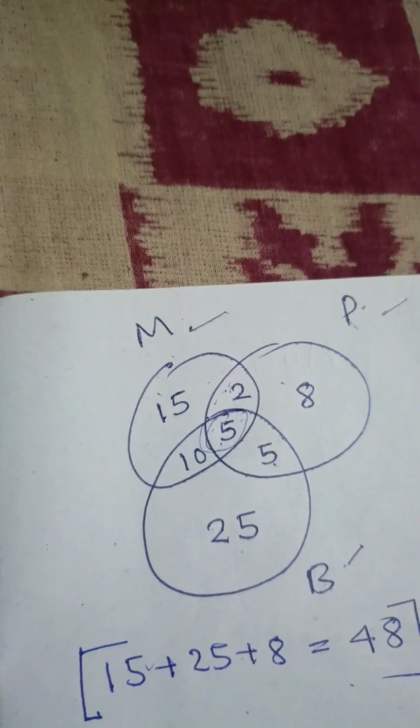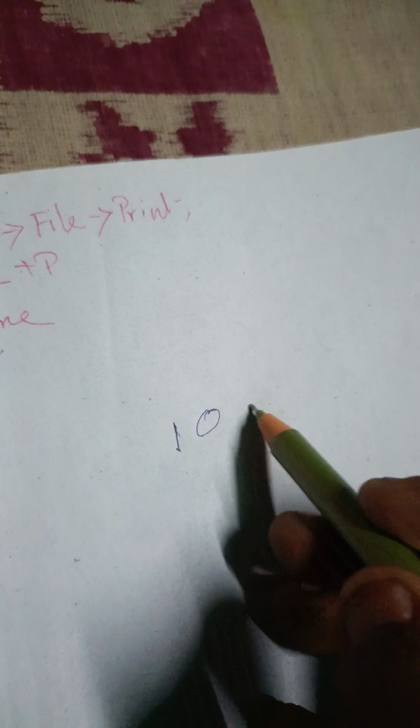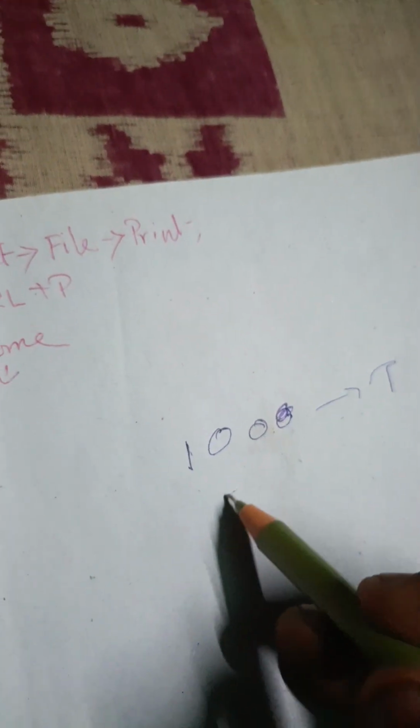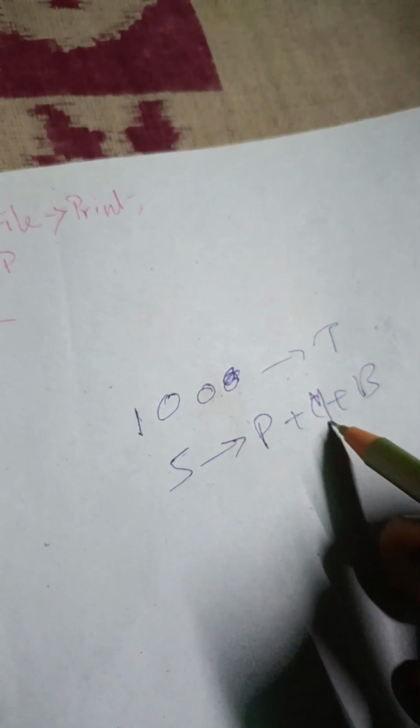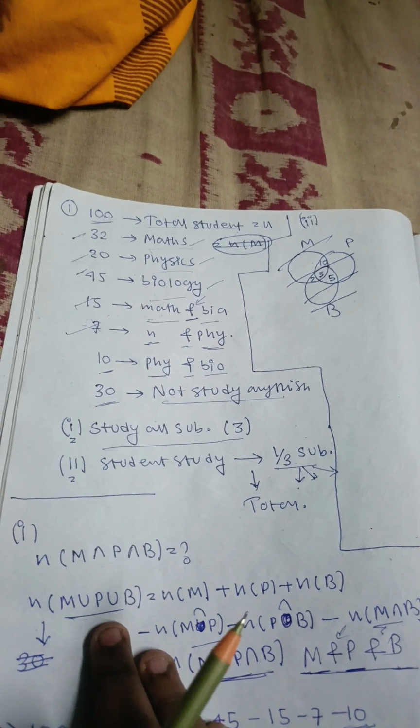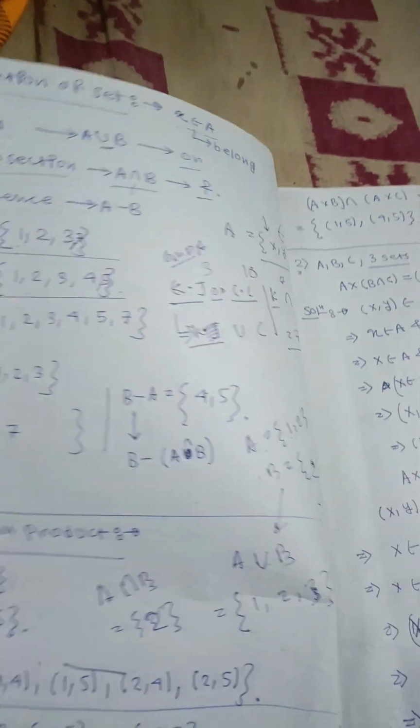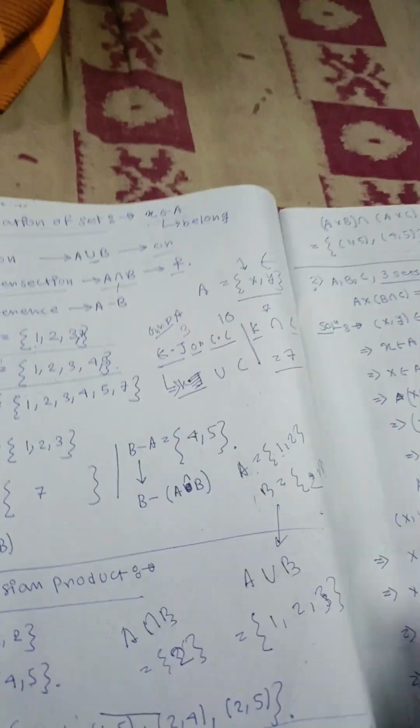Okay, I guess drawing from the Venn diagram sketch will be a better idea. Like, 100 students are there, total 5 students, they're PCB, I mean PMB. Mathematics students are, wait a bit, mathematics 32. Okay, I am taking a vague example, right?